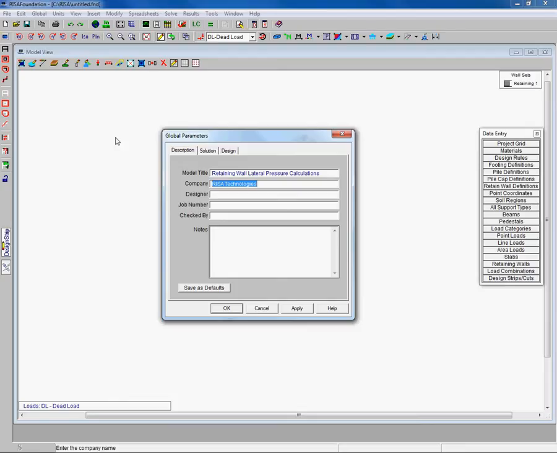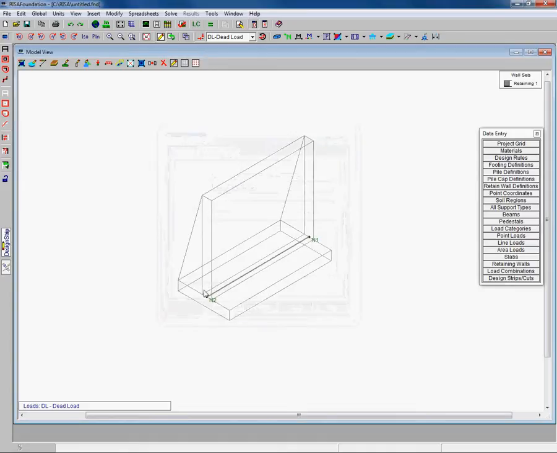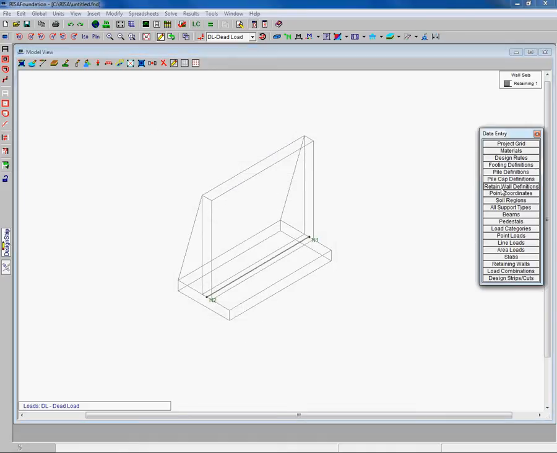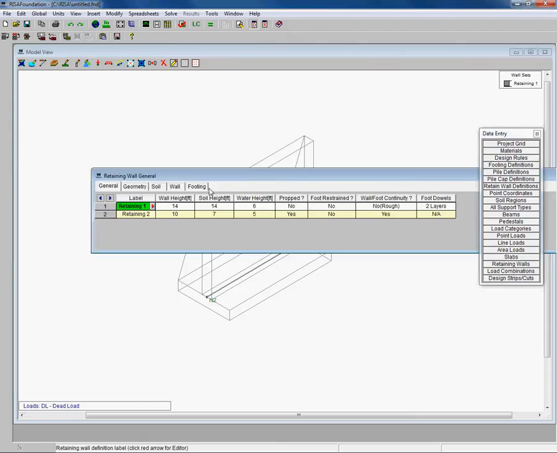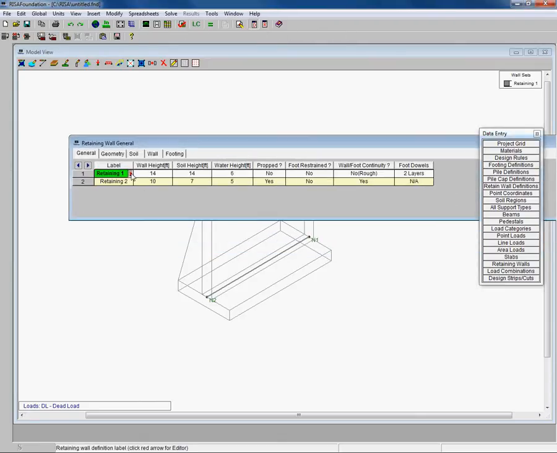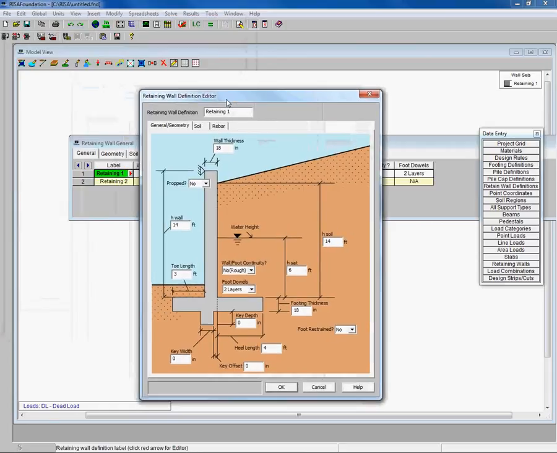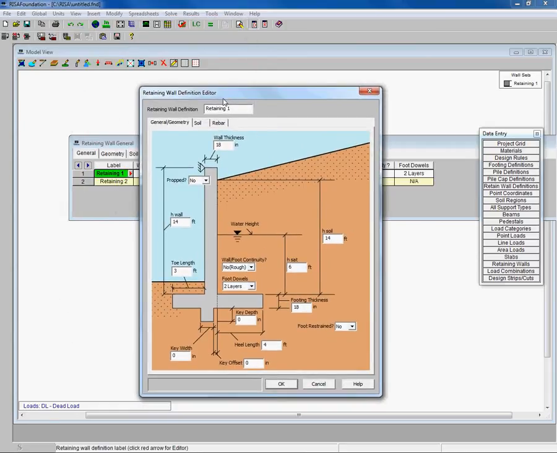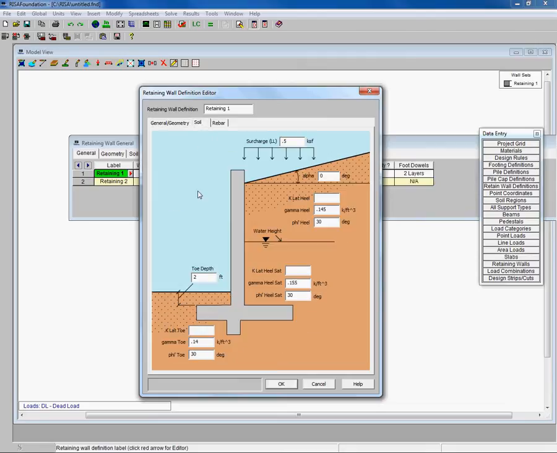Hi, today we're going to talk about retaining wall lateral pressure calculations in RISAFoundation. So we're going to start off with a retaining wall that's already been drawn, and we're going to open up the retaining wall definitions spreadsheet from which we can open up the retaining wall definition editor. And we are going to focus on the soil tab of this editor in this video.